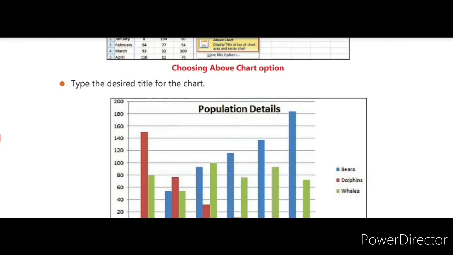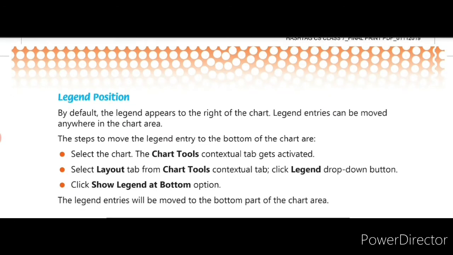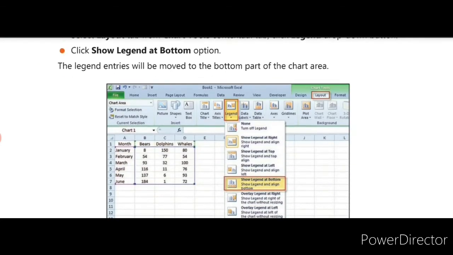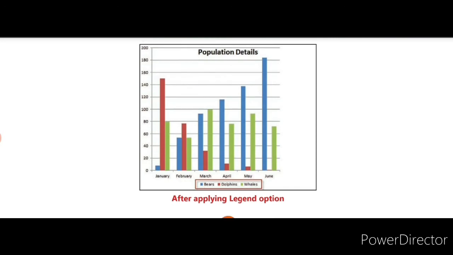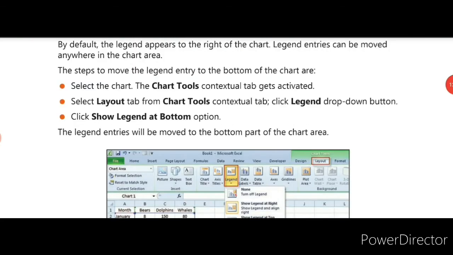Next we'll see how to change the legend position. What is a legend? Legend is nothing but the details regarding the chart. Usually it will be presented on the right side of your chart. By default the legend appears to the right of the chart. Legend entries can be moved anywhere in the chart area. So we'll see what are the steps to move the legend entry.